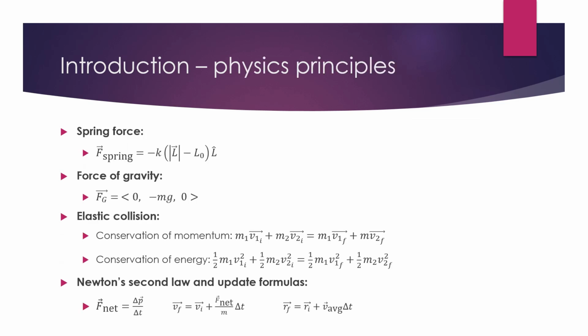The physics principles used in this lab are the spring force, the force of gravity, elastic collisions, Newton's second law, and the velocity and position update formulas. The formulas for all of the forces and the update formulas are shown on the screen, and the conservation of momentum simply states that the initial momentum, which is given by the mass times the velocity of the masses, must be equal to the final momentum, and that because it is elastic, energy must also be conserved, which is that the kinetic energy must be equal before and after the collision.